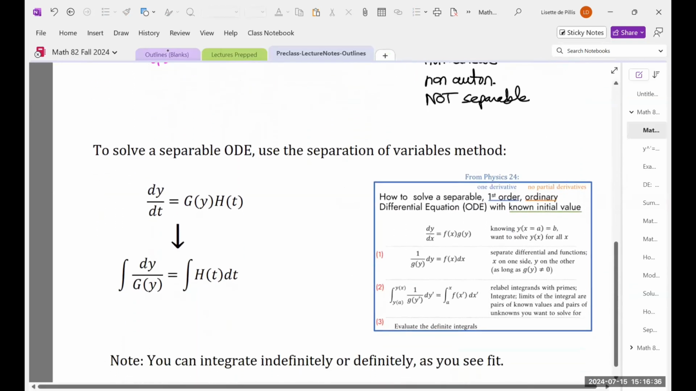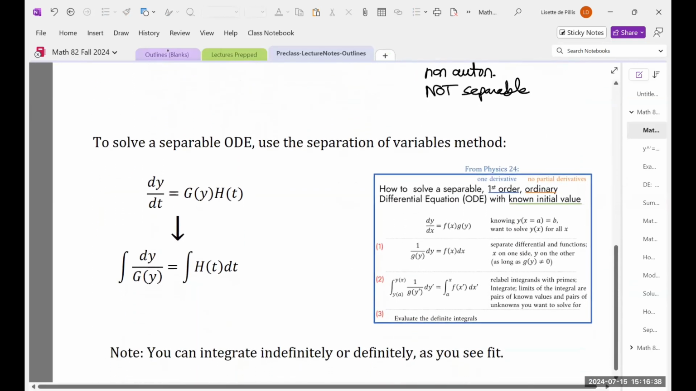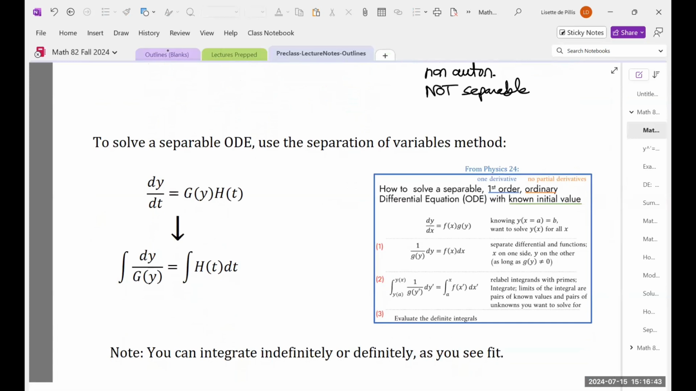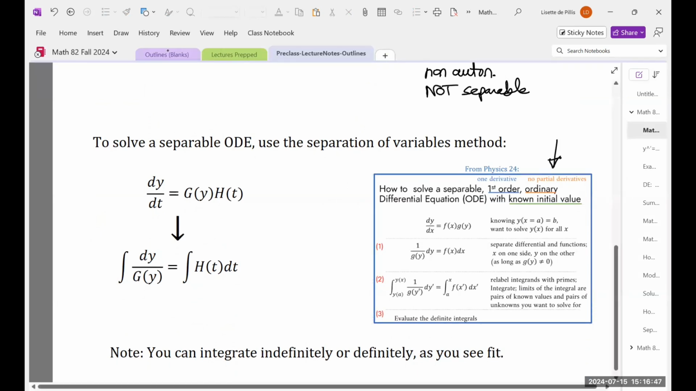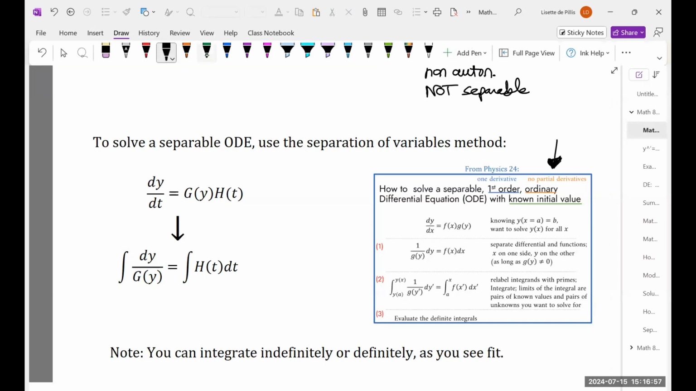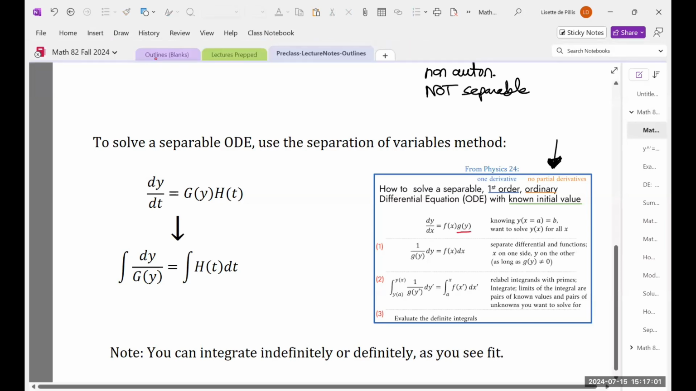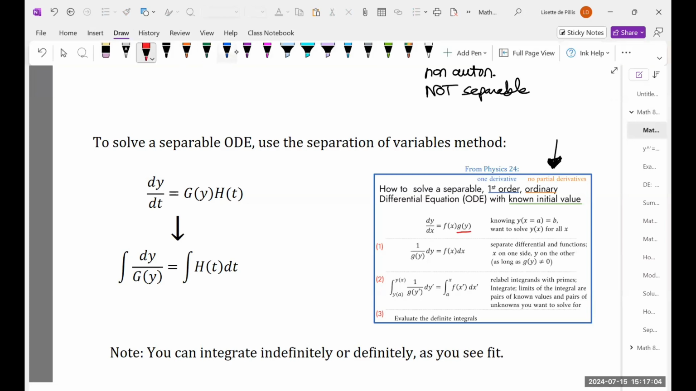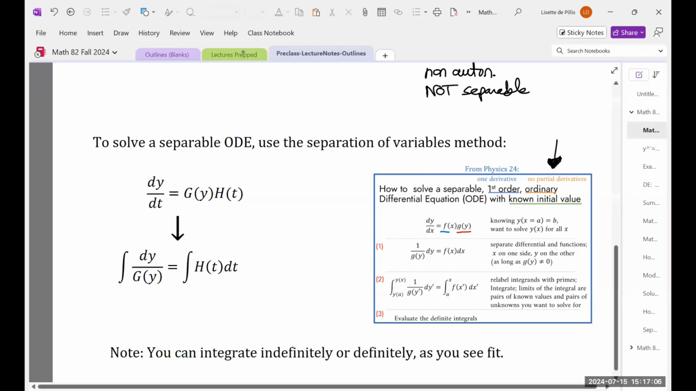Okay, if you've had Physics 24, you will have seen this before. You've seen how to go through the process of solving these, and there's a slight abuse of notation. I will point out this is a screenshot from Physics 24 where you are told that you have to be dealing with first order differential equations, and they are separable if you can separate the right-hand side into a function of the independent variable and a function of the dependent variable.